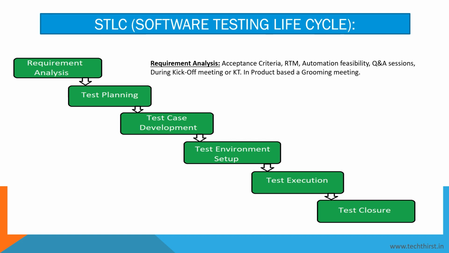Parallel to that, the QA team will work on clarification on acceptance criteria, requirement traceability matrix, automation feasibility, and Q&A sessions. During kickoff meetings or knowledge transfer sessions, we used to gather or clarify the requirements as much as possible. In product-based companies, they conduct a grooming meeting for this phase.